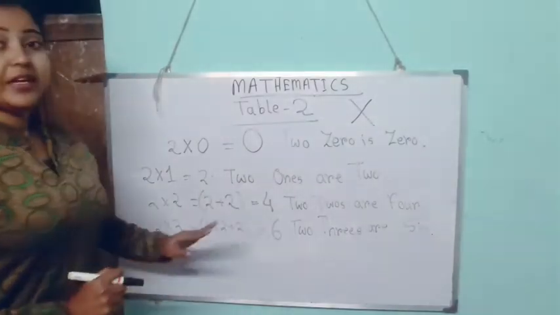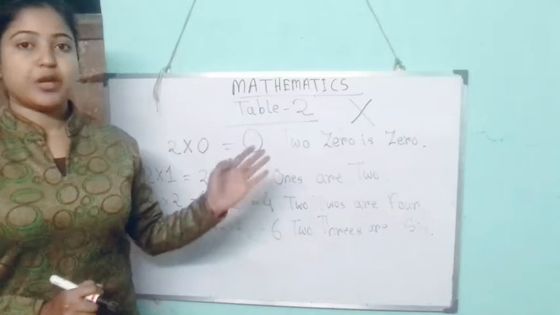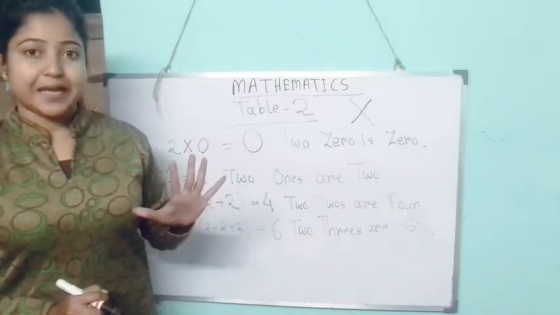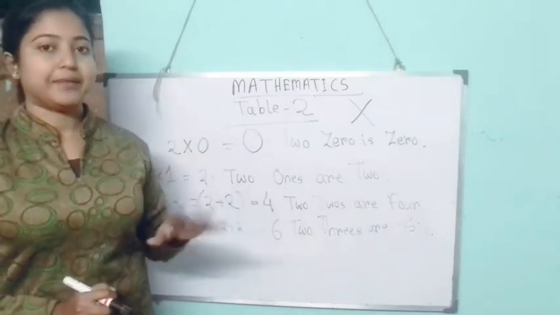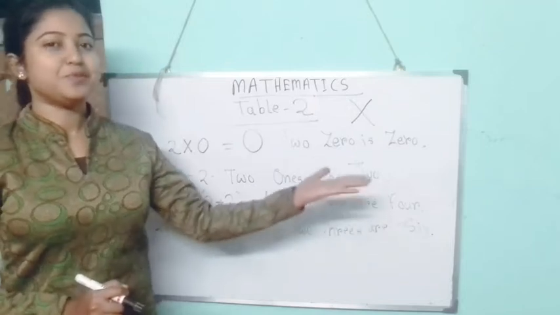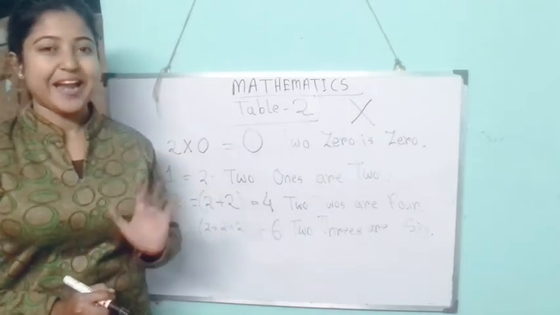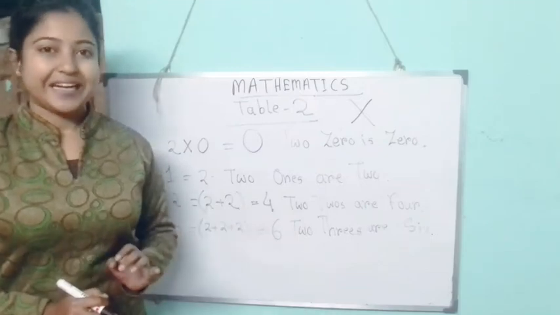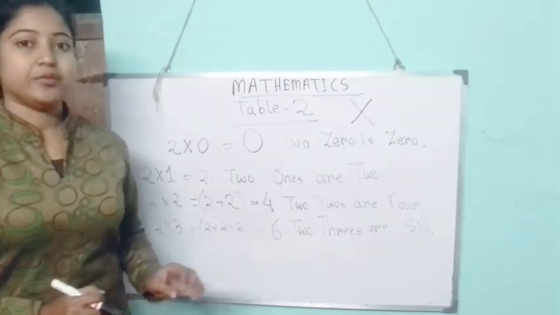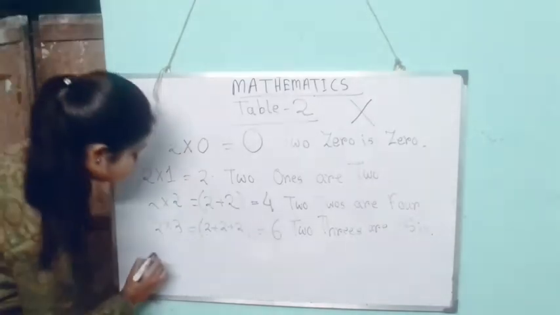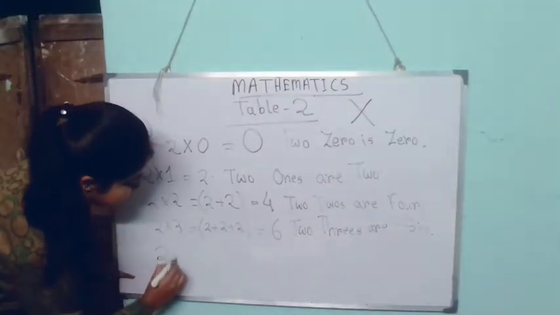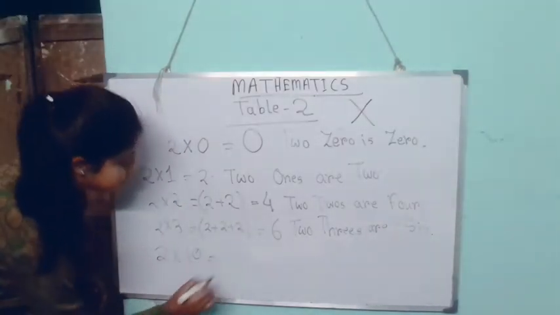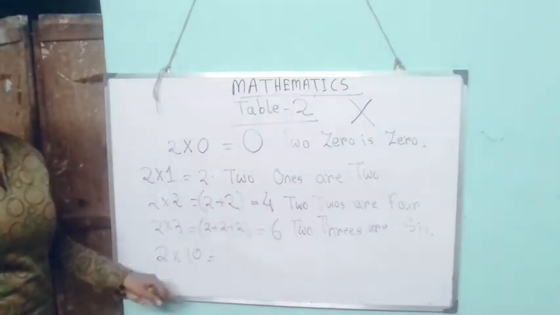In the same way, when you write 2 5's, you have to add 2 five times. So 2 plus 2 plus 2 plus 2 plus 2. 5 times you have to add, and then you will get 2 5's are 10. Right? In the same way, you will do up to 2 into 10. 2 10's are. What will be the answer?